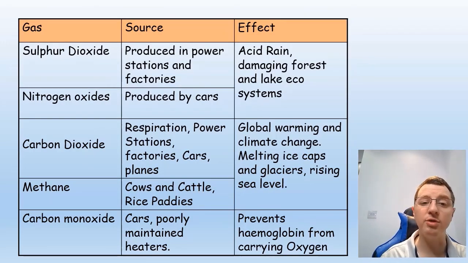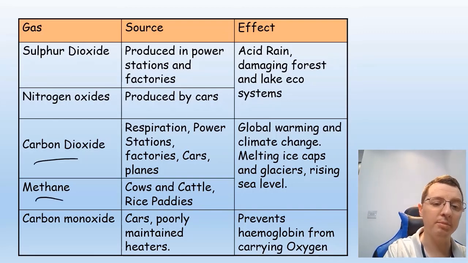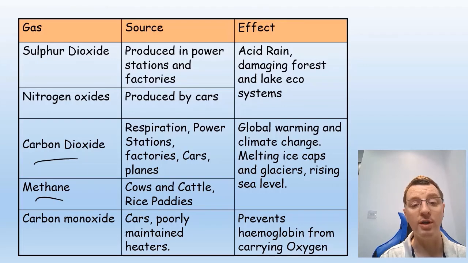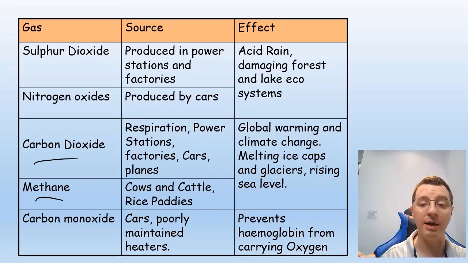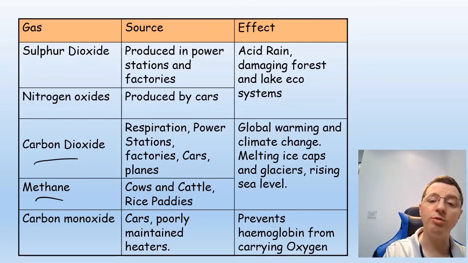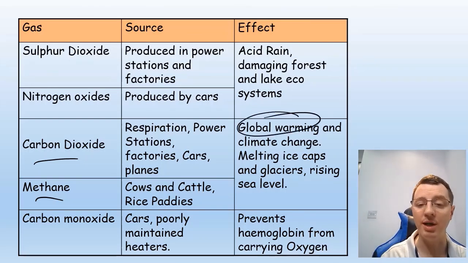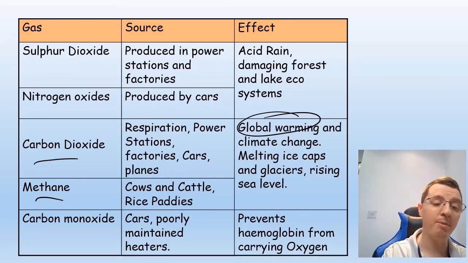Sulfur dioxide is produced in power stations and factories, and nitrogen oxides are produced by cars, and the effect that they have is acid rain and damage in forests and lake ecosystems. Carbon dioxide and methane: carbon dioxide is produced by respiration in living organisms. It's also produced in power stations and factories and cars and planes when fossil fuels are burnt. And methane is produced by cows and cattle, and also by rice paddies when rice is farmed. These two gases contribute to global warming, climate change, melting ice caps and glaciers, and rising sea levels.